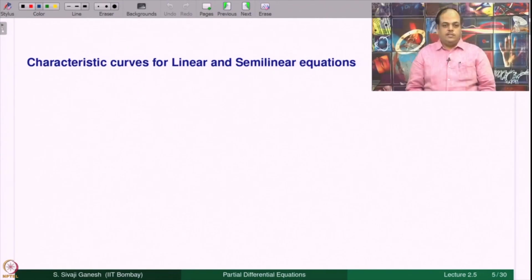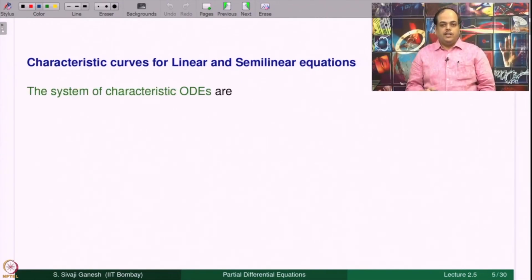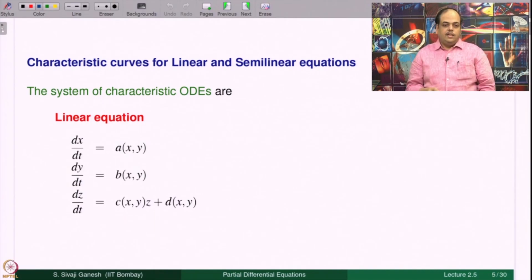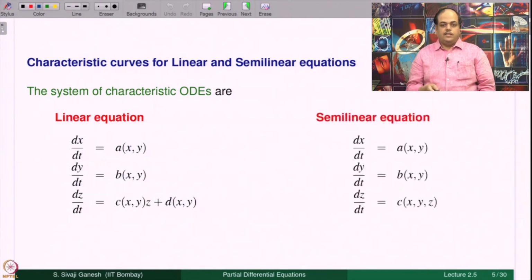Now, what are characteristic curves for linear and semilinear equations? They are the trajectories of the solutions of the system of characteristic ODEs. In the linear case, dx/dt is A, dy/dt is B, dz/dt is of the form Cz plus D. In the case of semilinear equation, it is C(x,y,z), basically A u_x plus B u_y equal to the right hand side, here also A u_x plus B u_y equal to the right hand side. So, these are the characteristic system of ODEs, their solutions and the images of the solution, they are the characteristic curves.